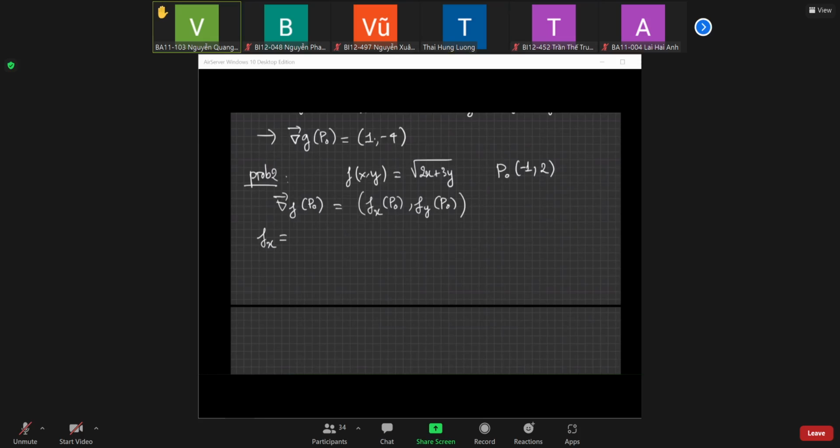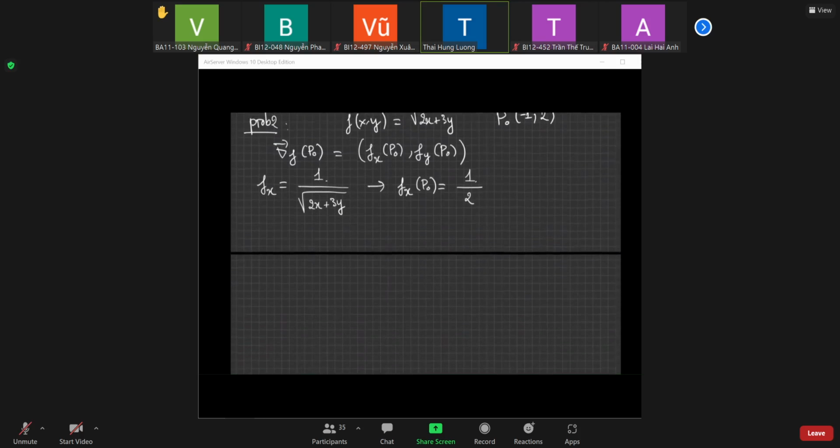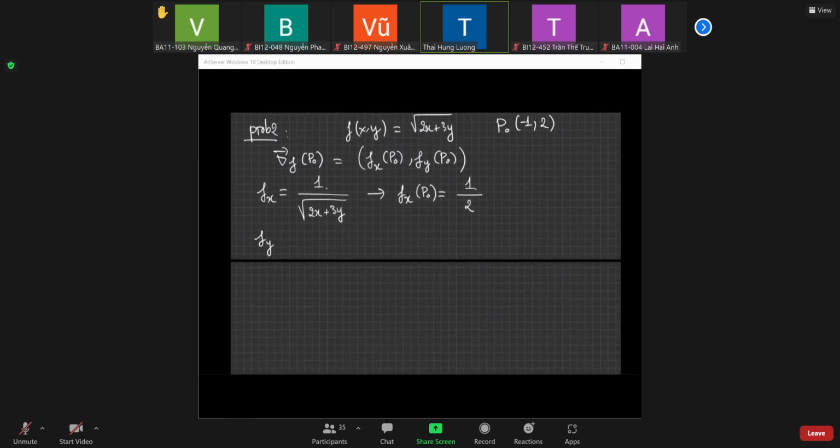fx equals 1 over square root of 2x plus 3y. Yeah. So we use the formula of the composition function, right? Yes. And then fx at p0 equals 1 over 2. Okay, just put x and y into the formula, and you can get the value. Okay, so what is fy?